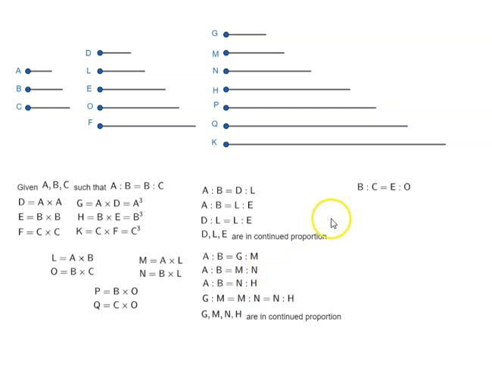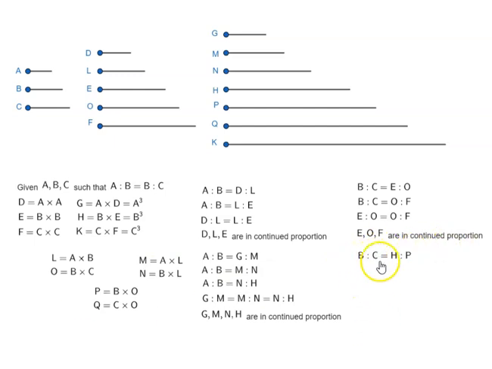Similarly, we can look at B is to C equal to E is to O. B is to C is equal to O is to F. E is to O is equal to O is to F. You can look at the number of times that E and O measure O and F, or we can just look at these two. So B is to C equal to E is to O, B is to C equal to O is to F, which means E is to O is equal to O is to F. So that means E, O, F are in continued proportion.